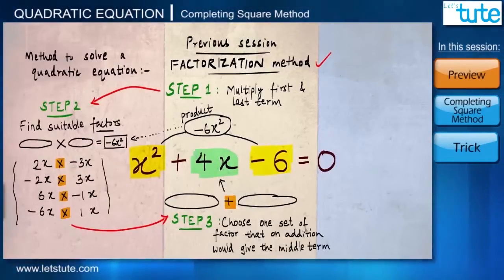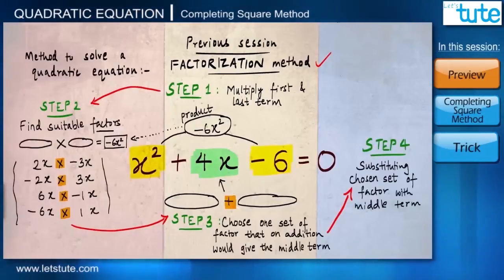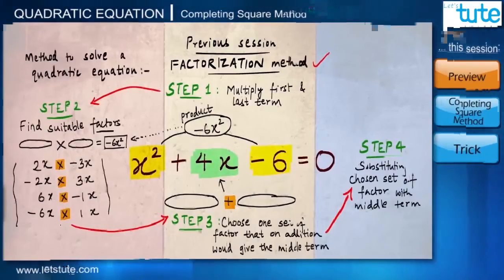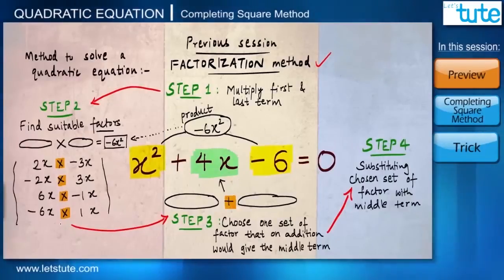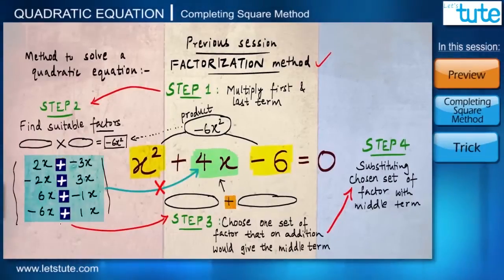And if we are able to find that set of factors, then step 4 is simply substituting that set in place of this middle term 4x and solving the quadratic equation further. But in this case, if we carefully notice, it seems we don't really have any such set over here which on addition will give us the middle term 4x. And therefore we cannot really go into step number 4 and solve the quadratic equation.